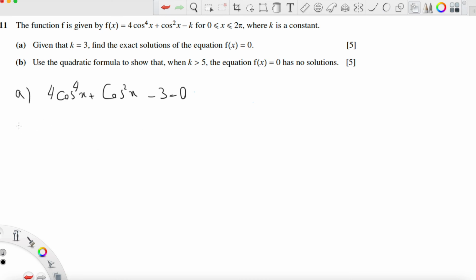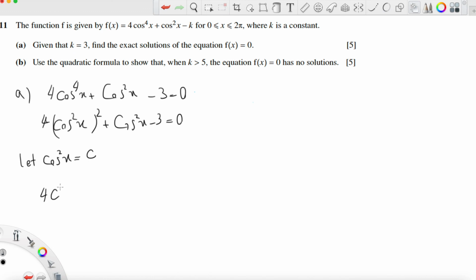Now, I rewrite it. I want to convert it to a quadratic equation. 4 times (cosine squared of x) squared plus cosine squared of x minus 3 is equal to 0. Now let cosine squared of x be, for example, c. So it will turn to 4c squared plus c minus 3 is equal to 0. Now if you factorize, it will be 4c minus 3 times c plus 1 is equal to 0. So c will be 3 over 4 and negative 1.